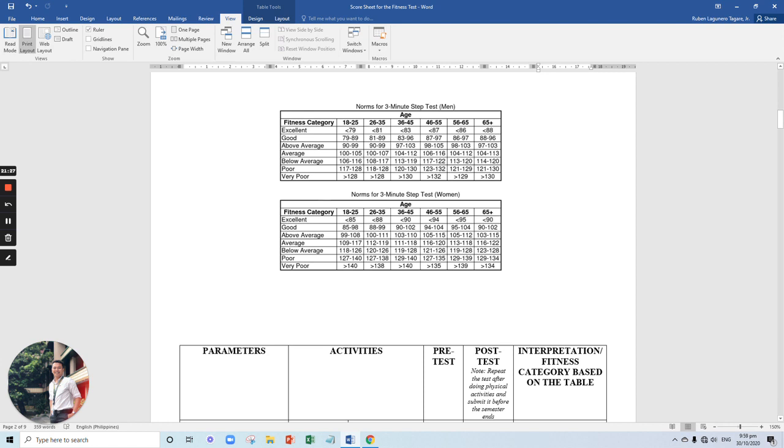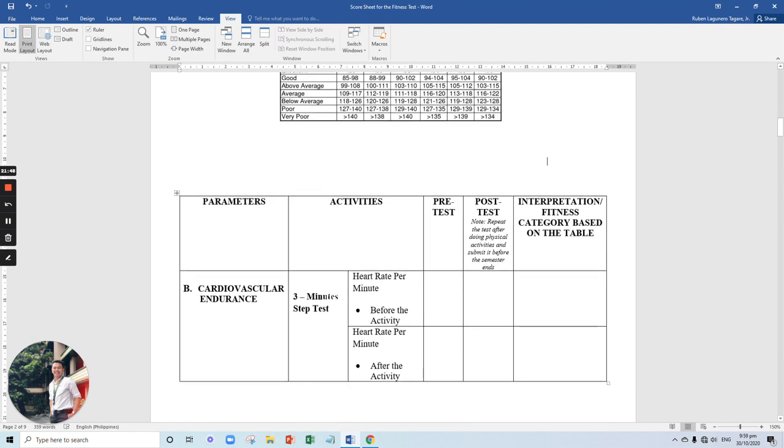So, this is for men and this is for women. So, ito yung gagawin nating basis. So, kung ano yung score ninyo dito sa cardiovascular endurance test, the 3-minute step test, i-interpret natin through this table.